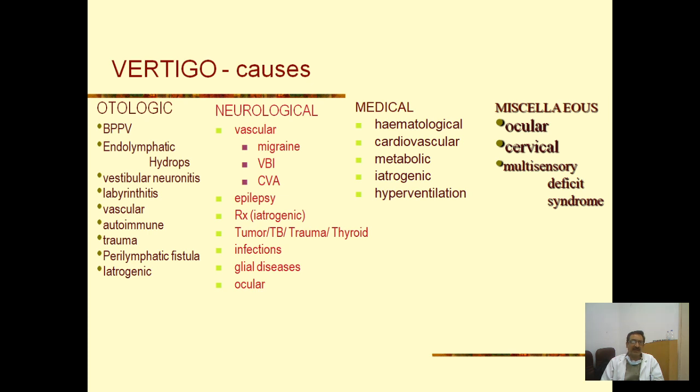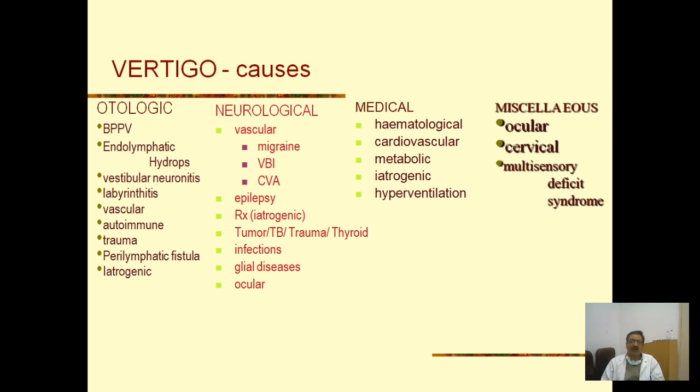Labyrinthitis is very similar, except that it involves the hearing functions too, so it is a vertigo with hearing function problem, with hearing loss. And there are other causes which you don't need to get too worried about, but it's nice to be aware. I'm sure your textbook will have these all listed. But as a broad reason, there's the otological, the ear causes. Then there are the neurological causes.